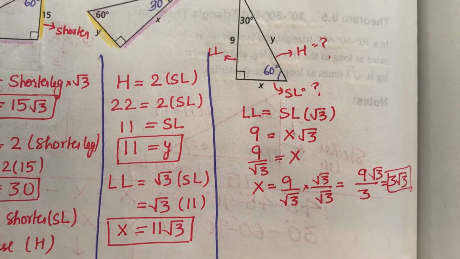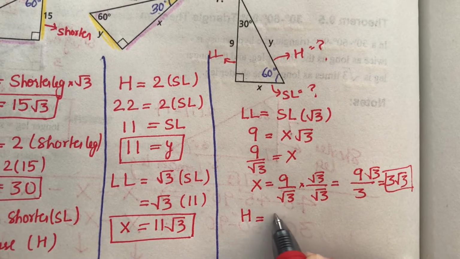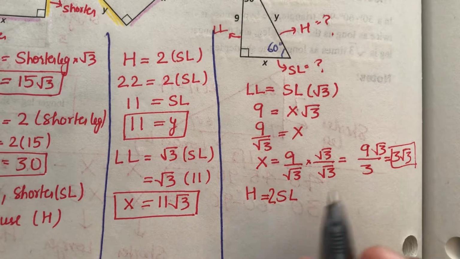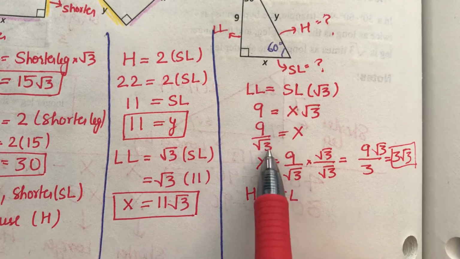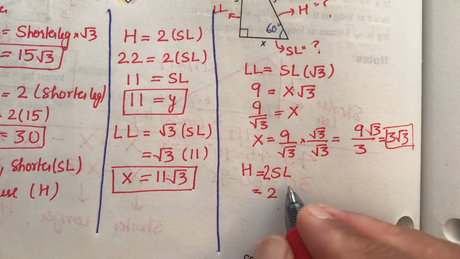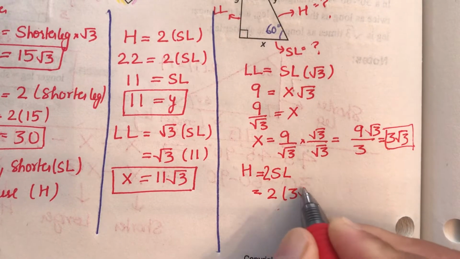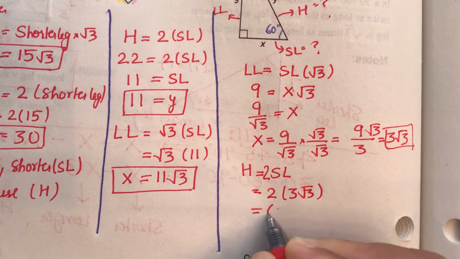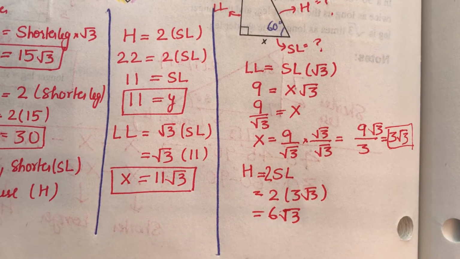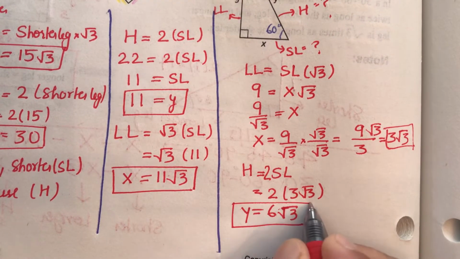Now what we have to do? We need to find this hypotenuse. And we know the formula for the hypotenuse: 2 times the shorter leg. Our shorter leg we already figured out, that was x, 3 root 3. So that is 2 times 3 root 3, and when we simplify it, 6 root 3. Hypotenuse is just a notation, they represent it by y. So your y is 6 root 3.